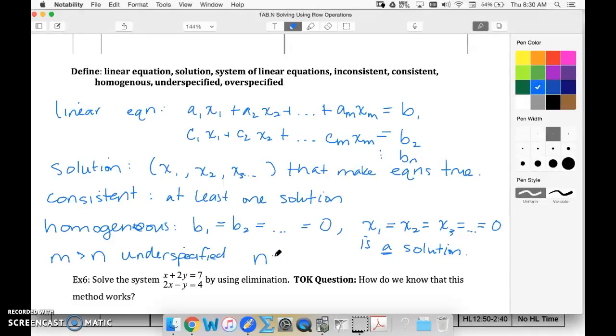If I have more equations than I have variables, then it's overspecified. Obviously, the sweet spot is when I have the same number of equations as I have variables. Any system that's underspecified, I'm always going to end up with general solutions. So I'm always going to have infinite solutions because there's no way of knowing exactly what all of the variables are in an underspecified situation.